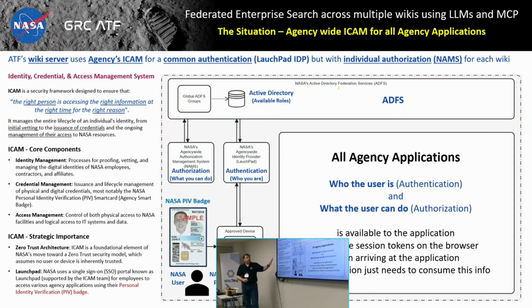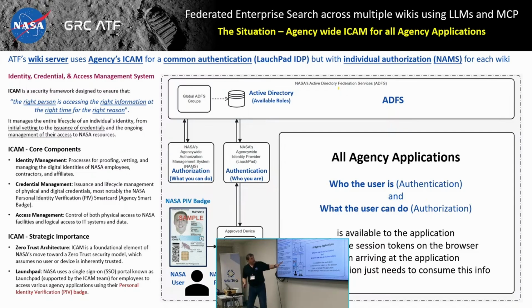The situation that we're in, this is a very busy chart, and I don't want you to spend too much time looking at the details, but what I'll try to show you is that NASA has something called ICAM. ICAM stands for Identity, Credential, and Access Management System. This is an agency-wide IT infrastructure for identity management and access management. The idea is that every IT asset at every level, everywhere in the agency, is using access control and identity management from a common federated source.